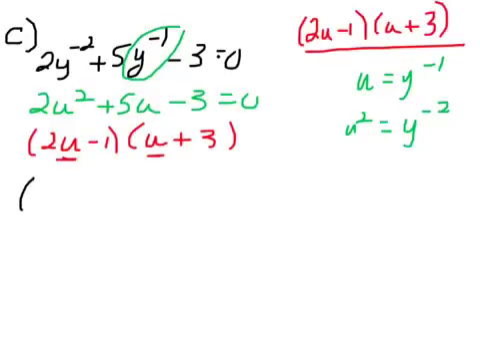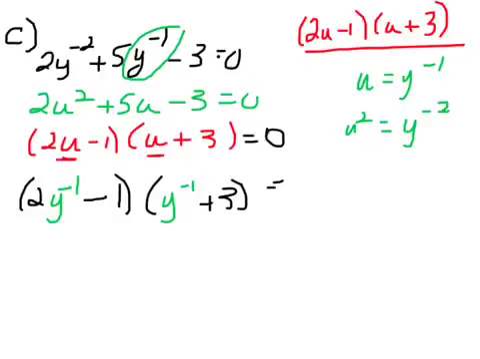So that's going to be 2, and I'll write it in green just to show you that I'm sticking it back in, y to the minus 1, minus 1. And this one over here will be not a u. Why did I do that? Let's see if I can undo that. Yes. Okay, so this one would be y to the minus 1, because u is y to the minus 1, plus 3. And again, if I want to solve them, I set them equal to 0.